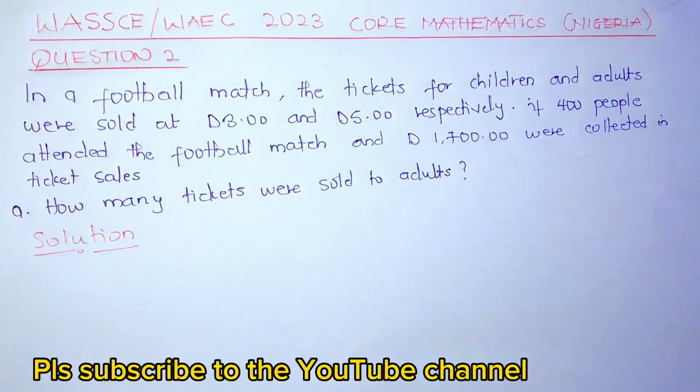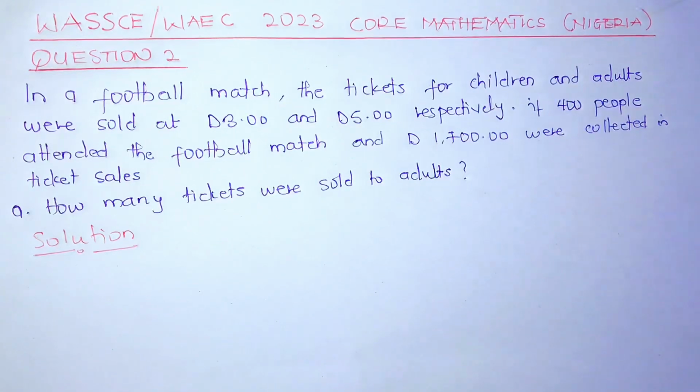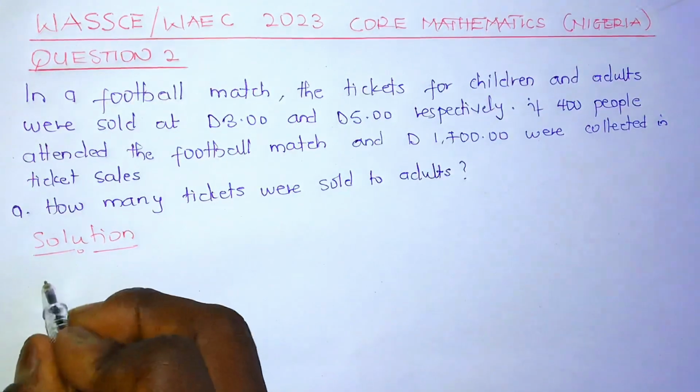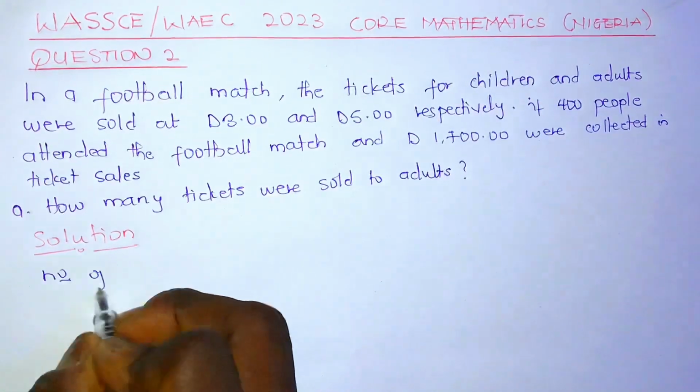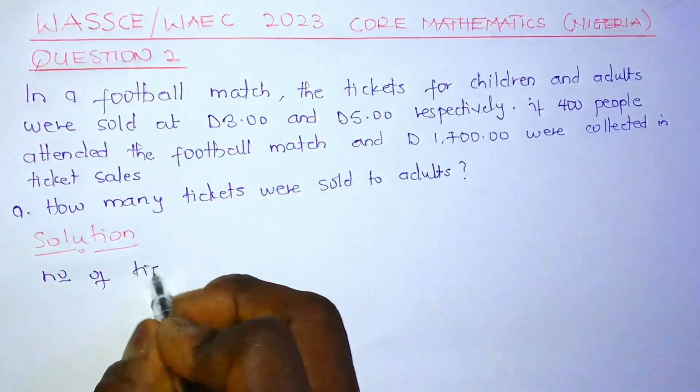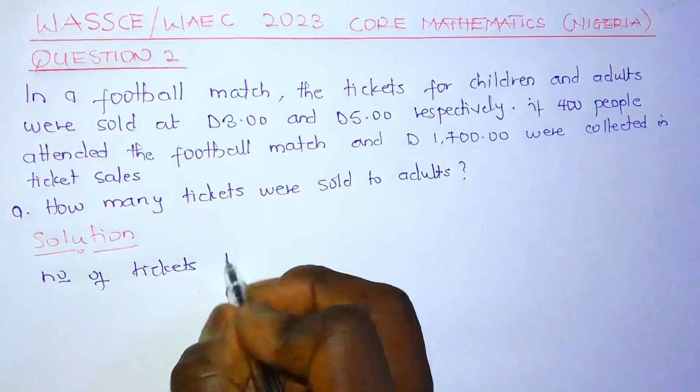Okay, so let's begin. We don't know tickets sold to adults and tickets sold to children, so we let variables represent them. So number of tickets to adults.